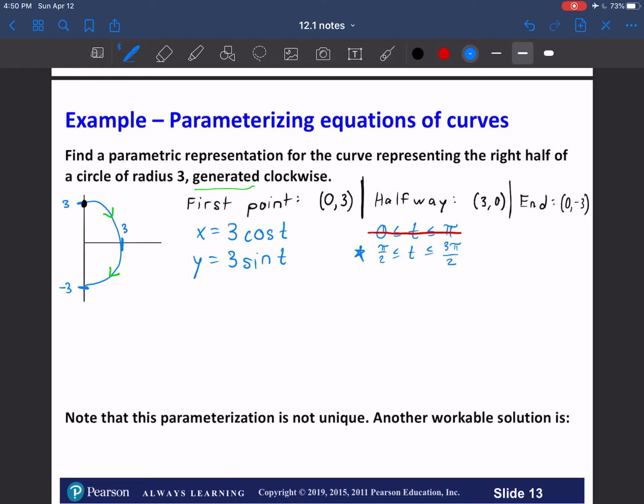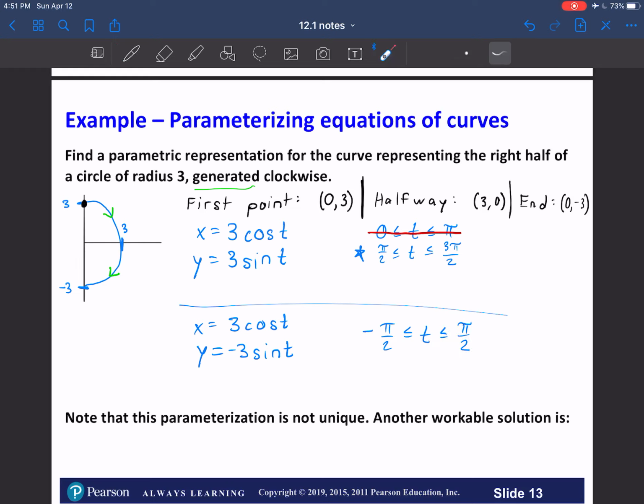This is actually not the one that I was intending on showing you. This happened to just be a random guess that worked out. But there are infinitely many ways to do this. The one that I was intending on showing you was actually x equals 3 cosine t, y equals -3 sine of t. Notice we had to change this and make it negative, and then our bounds would be -pi/2 less than or equal to t, which is less than or equal to pi/2. This looks a little more attractive, perhaps, because we have symmetric bounds around 0.